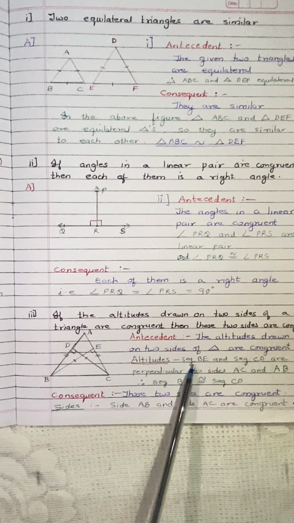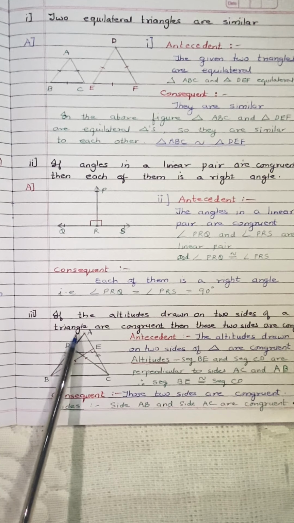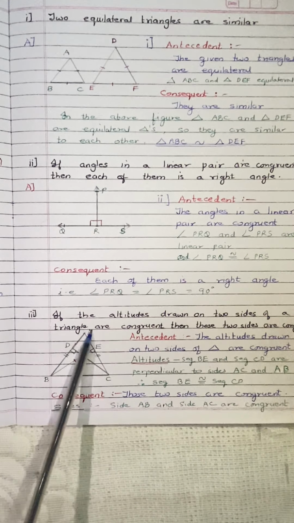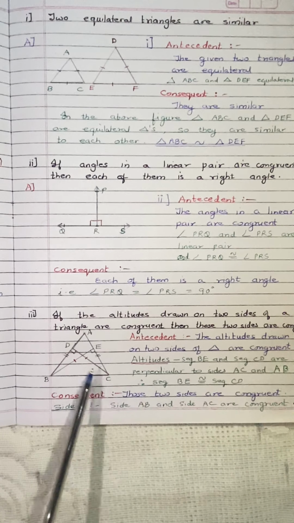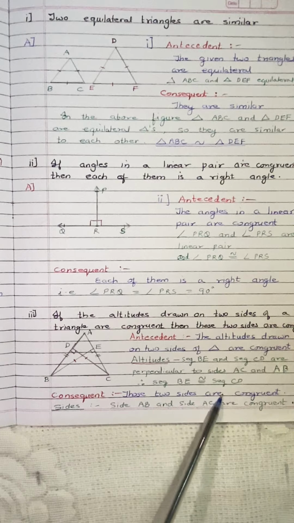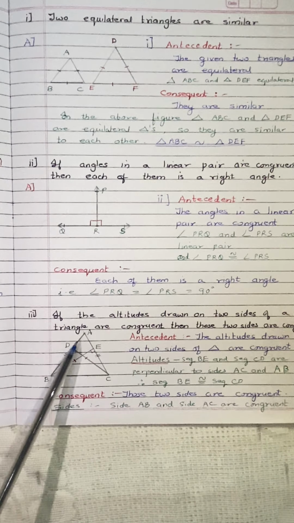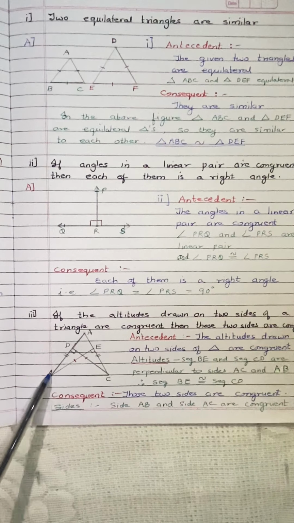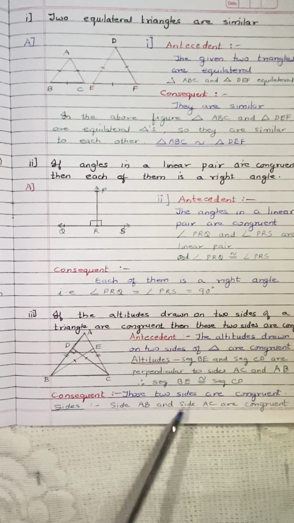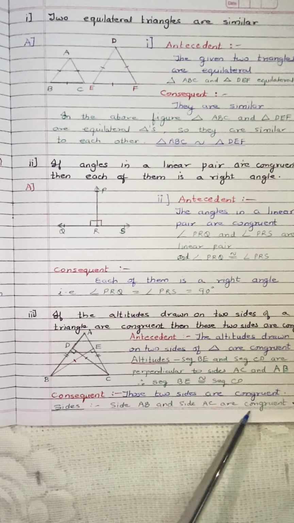So the altitude segments BE and CD are perpendicular to sides AC and AB. Therefore segment BE is congruent to segment CD. The consequent is that those two sides are congruent. Now which are those two sides? Here, that is AB and AC. So those two sides, side AB and side AC, are congruent.